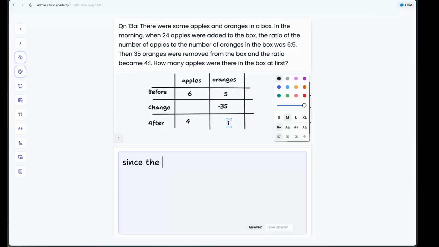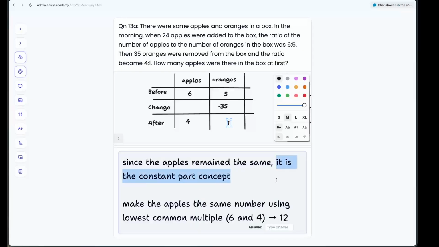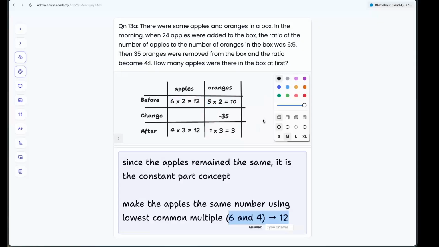Since the apples remained the same, this is what we call the constant part concept. So you want to make the apples the same number because they literally didn't change at all. So we want to use the lowest common multiple of 6 and 4, and this will give us 12. So we will multiply the apples and oranges accordingly. Apples will just become 12: 6 times 2, 4 times 3. Since they are the same, we also do the same with oranges, 5 times 2 and 1 times 3. So you see that the oranges before is now 10 and after is 3.